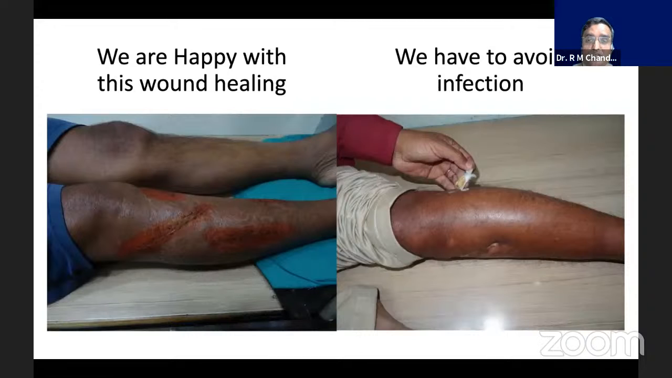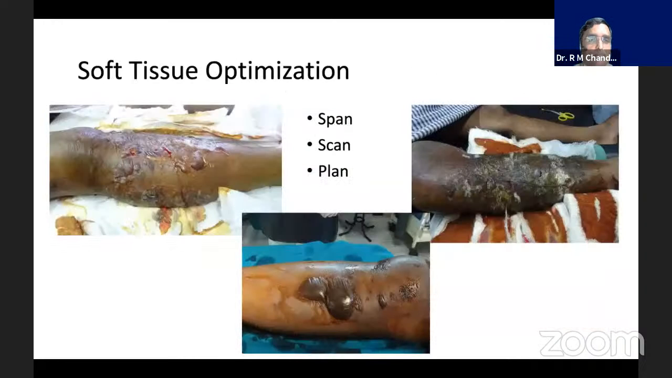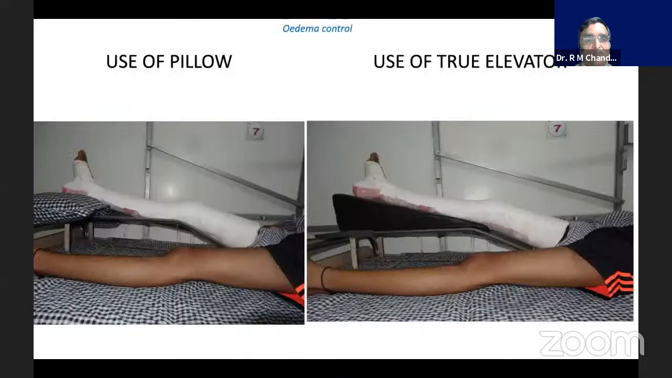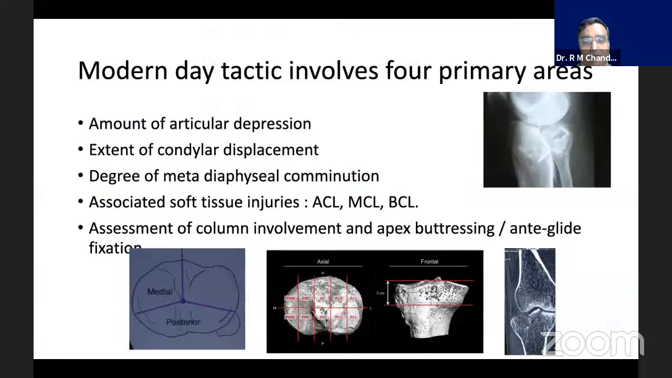However, in some patients, if the soft tissues are not handled properly, we also have to manage infections. Soft tissue optimization in tibial condylar fractures is really emphasized. The concept of spanning, scanning, and planning has been a big help in managing tibial condylar fractures. Use of edema reduction measures is really important for managing these soft tissue injuries. And when problems happen in wound healing, we have to manage the infection in certain cases.